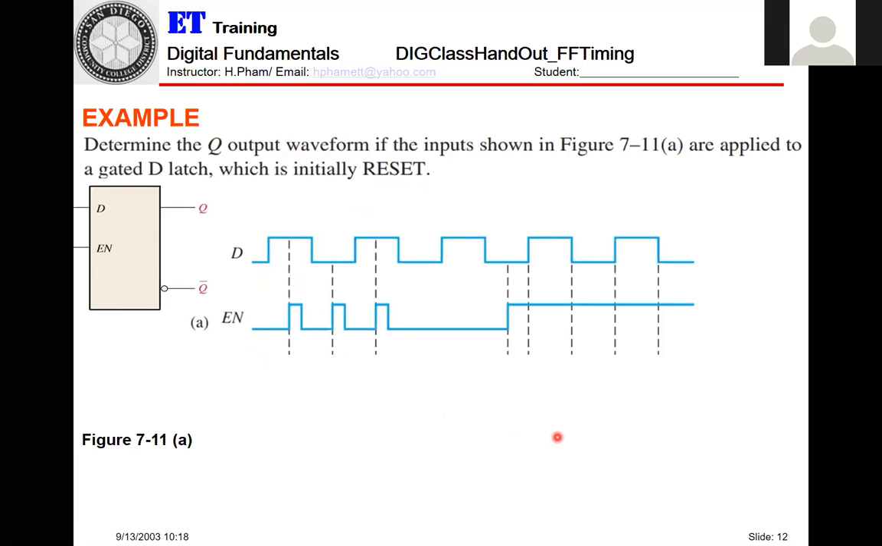Mr. Pham, can I ask a question? Yeah. Is it fair to say that a latch is controlled by the enable, whereas a flip-flop is controlled by the circuit clock? Right. Okay, thank you.